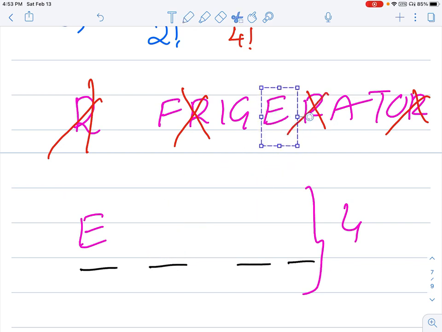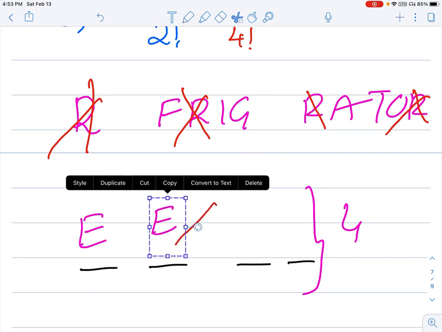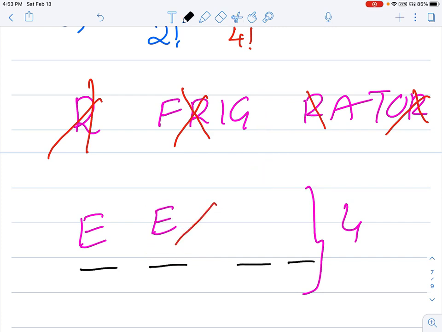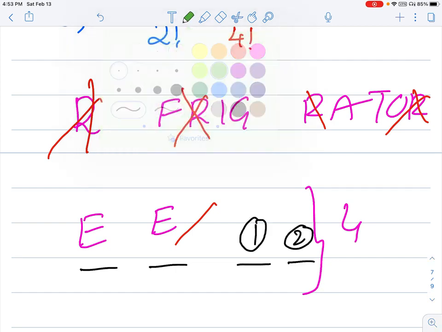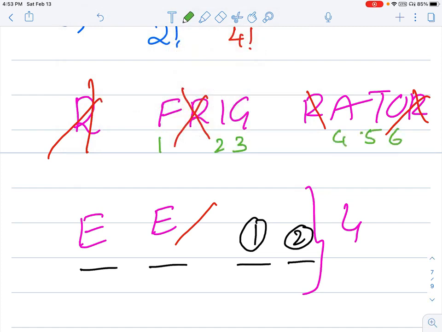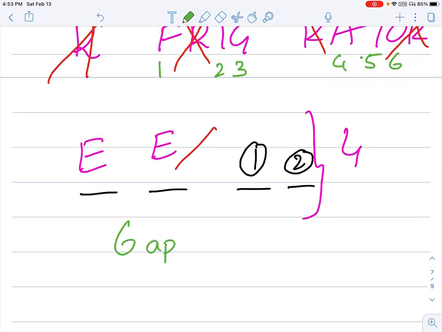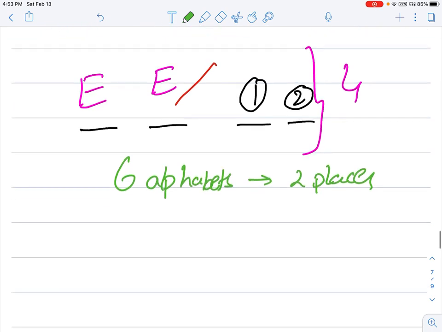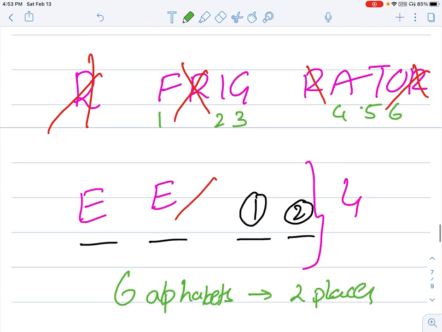Move this e over here. So what am I left over with? I'm left over with 2 more places. 1, 2. And how many alphabets am I left over with? We will be counting it out. It's 1, 2, 3, 4, 5, 6. So 6 alphabets and 2 places. So I need to choose. So it can be done as a selection: 6C2. Answer is 15.